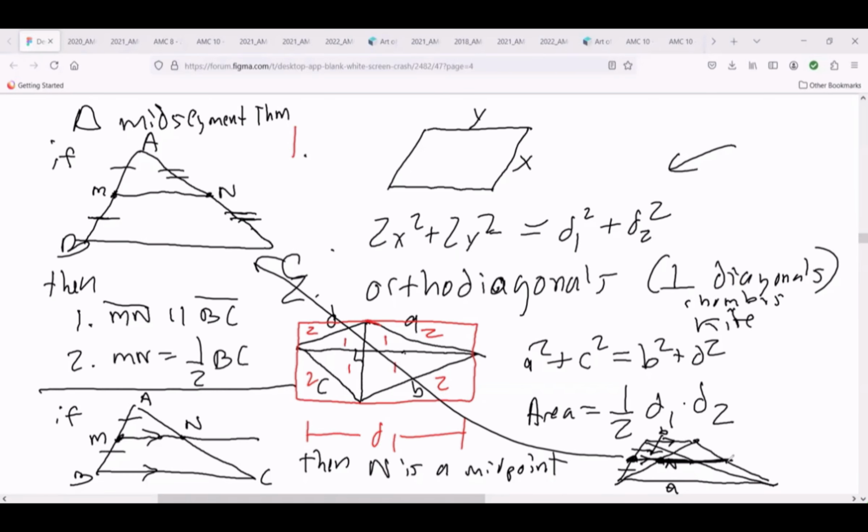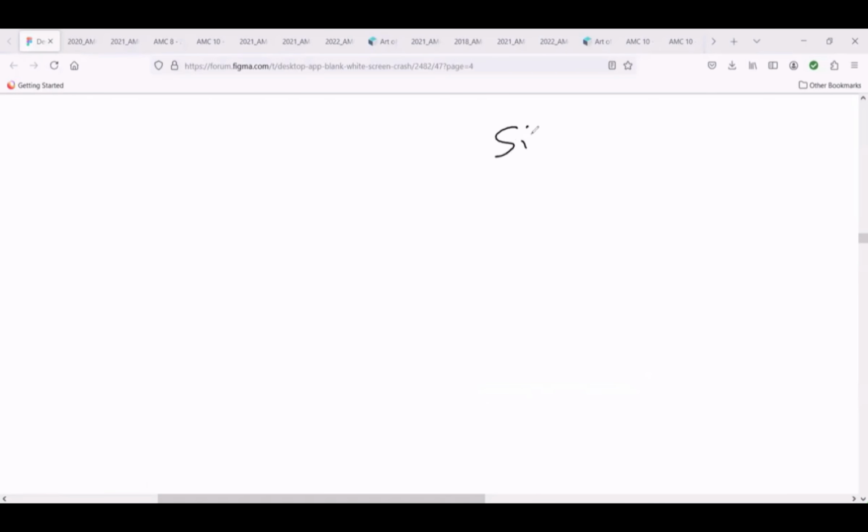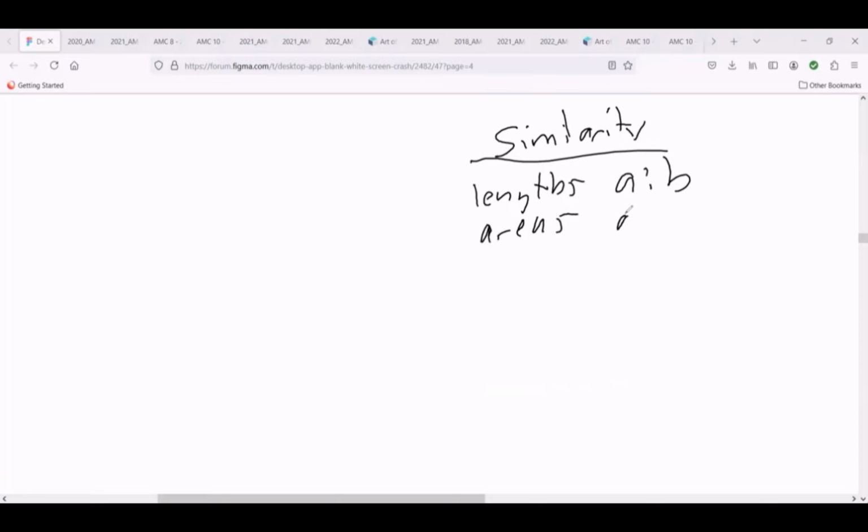This is also not in my small notebook. It's just a similarity understanding. I'm going to need it also in the problem we're about to do. So similarity, all lengths are in a ratio. All of your areas are a squared to b squared. All of your volumes are a cubed to b cubed.